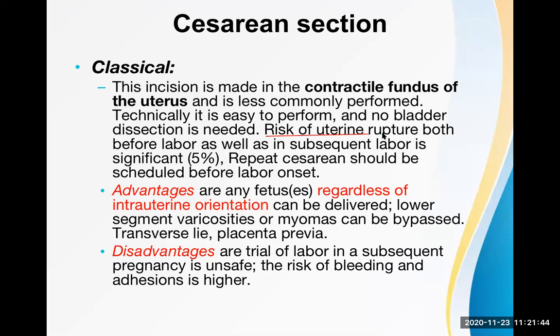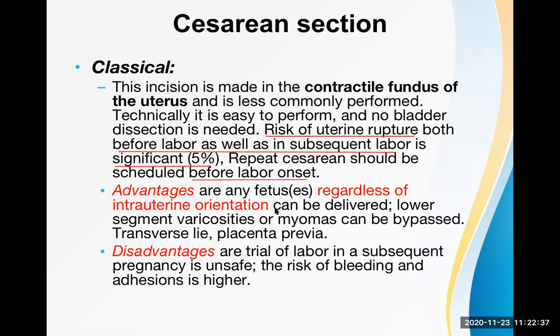See here, the risk of uterine rupture both before the labor as well as in a subsequent labor is significant. The risk of uterine rupture is 5%, whereas in lower segment cesarean section it is just 0.5%. So there is a massive difference. And repeat cesarean should be scheduled before the labor onset. The lady cannot go for vaginal delivery after the classical type of cesarean section. She has to be planned for another cesarean section again in the future. But after lower segment cesarean section, we can give a trial of vaginal delivery next time. This is another important difference.